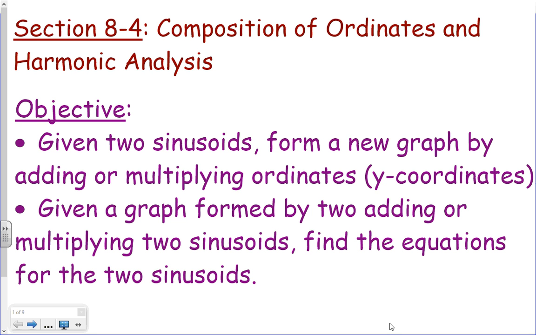We're given a graph formed by adding or multiplying two sinusoids. Find the equations for the two sinusoids. So we'll deal with the first part of this objective today, and we'll deal with the second part in the second half of this section.